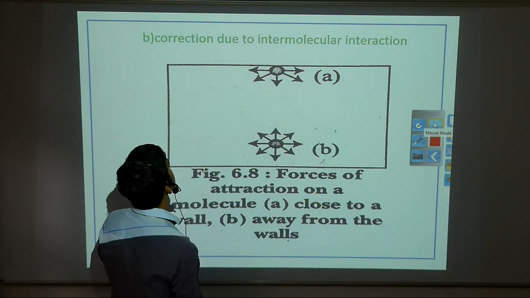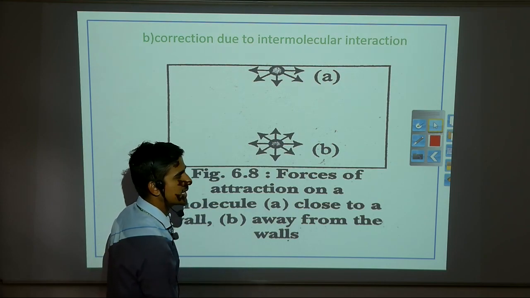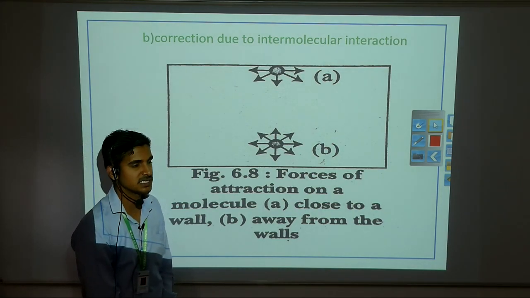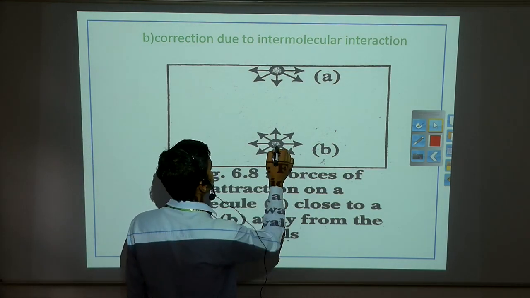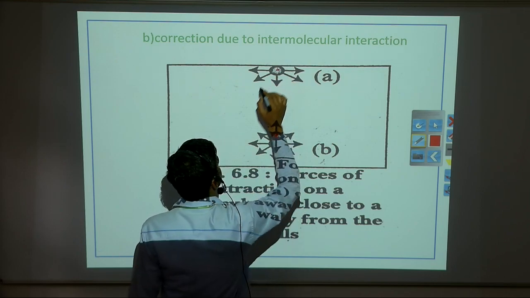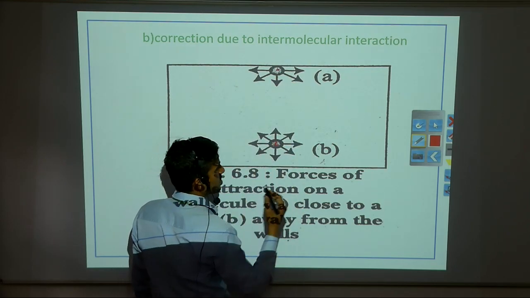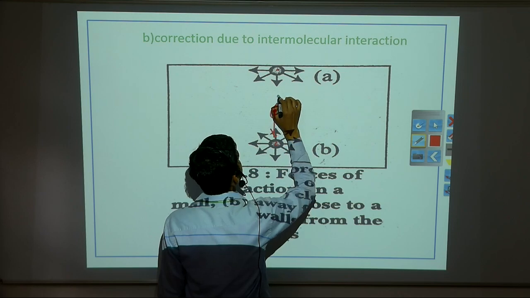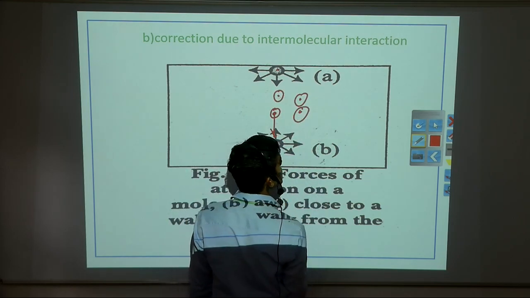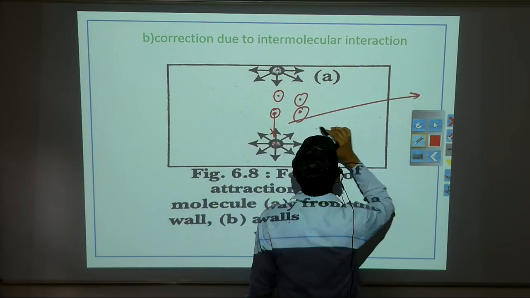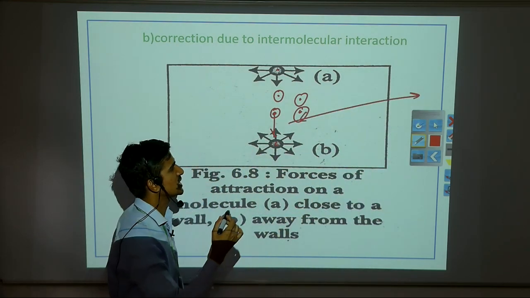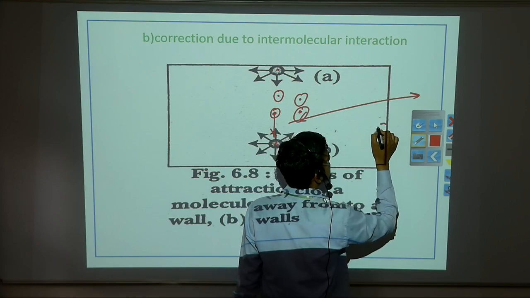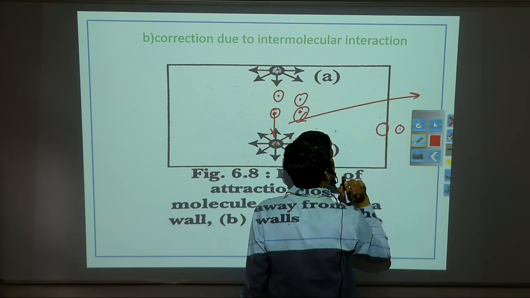Next, the second correction is a correction due to intermolecular interaction. Suppose you take a molecule, and this is a wall. The intermolecular interaction inside is strong, but the interaction from the center to outside the wall is weak, while the interaction from the wall to outside is strong. Correct?